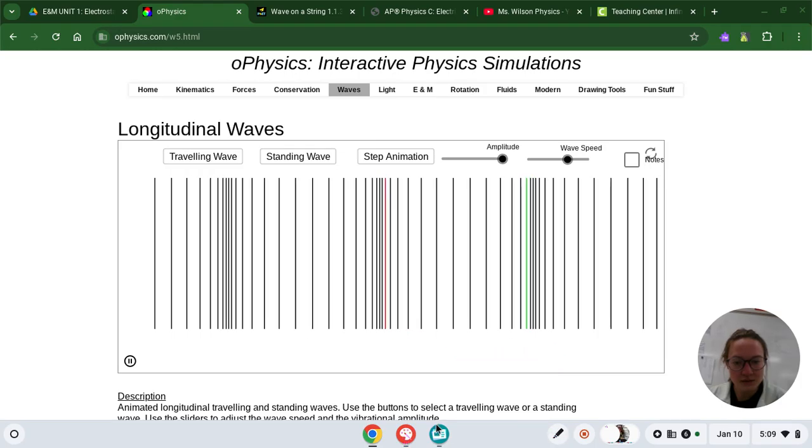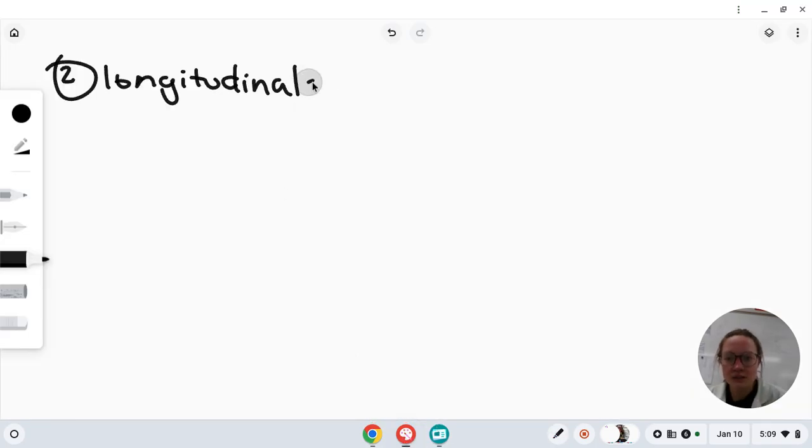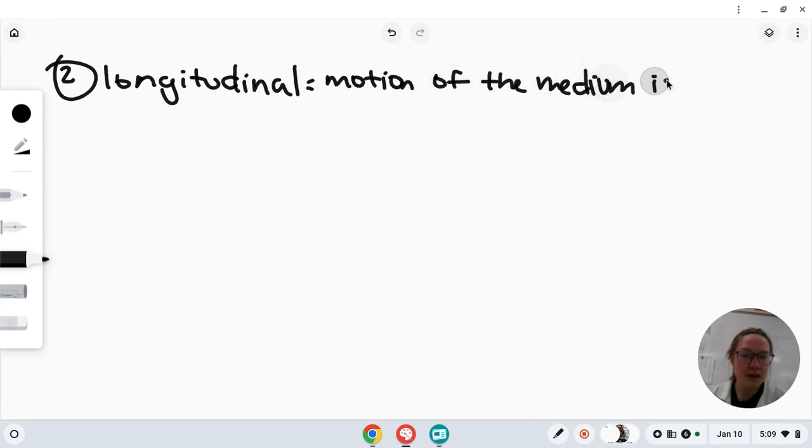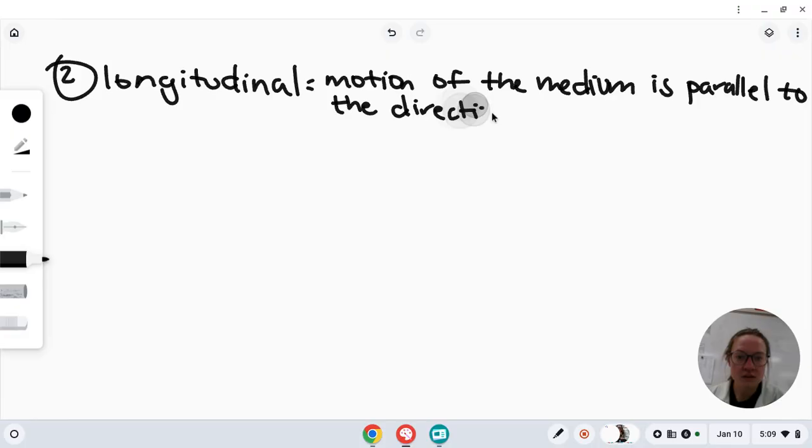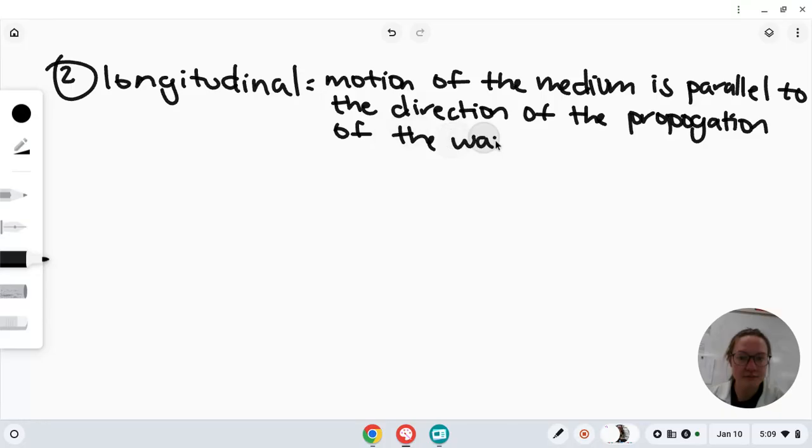Oh, well, let's clear this out. Here we go. A longitudinal wave is a wave in which the motion of the medium is parallel to the direction of the propagation of the wave. And it looks like this.